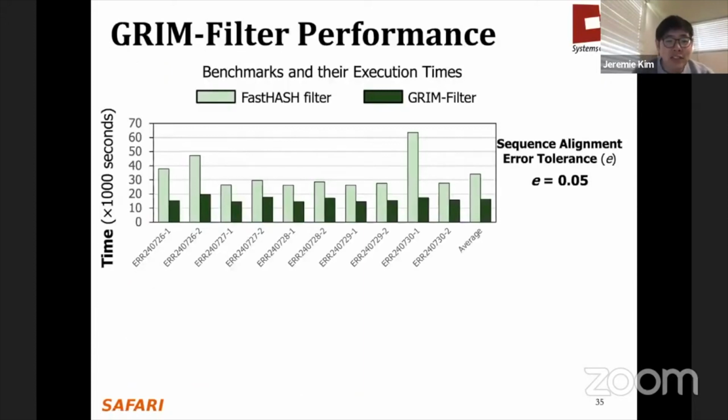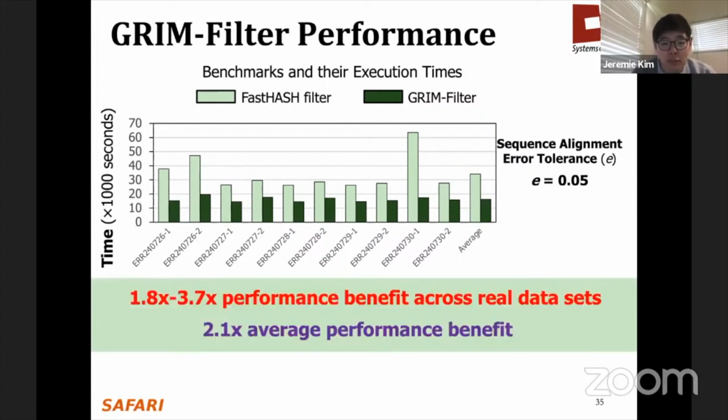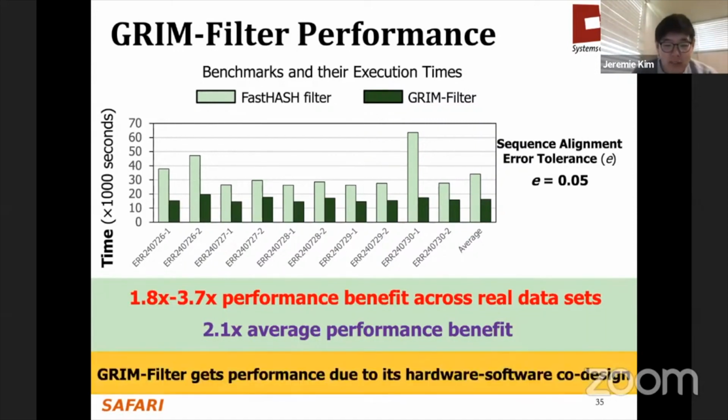So here we have the plot of performance, where the y-axis shows the time in terms of 1,000 seconds each. And on the x-axis, we show the different data sets. This is just how we label the data sets in bioinformatics. And we plot for both the FastHash filter and for GRIMFilter for total execution time. And we use the sequence alignment error tolerance of 5%, which is pretty typical. So we find that we get a performance benefit of up to 3.7x here, and on average 2.1x.